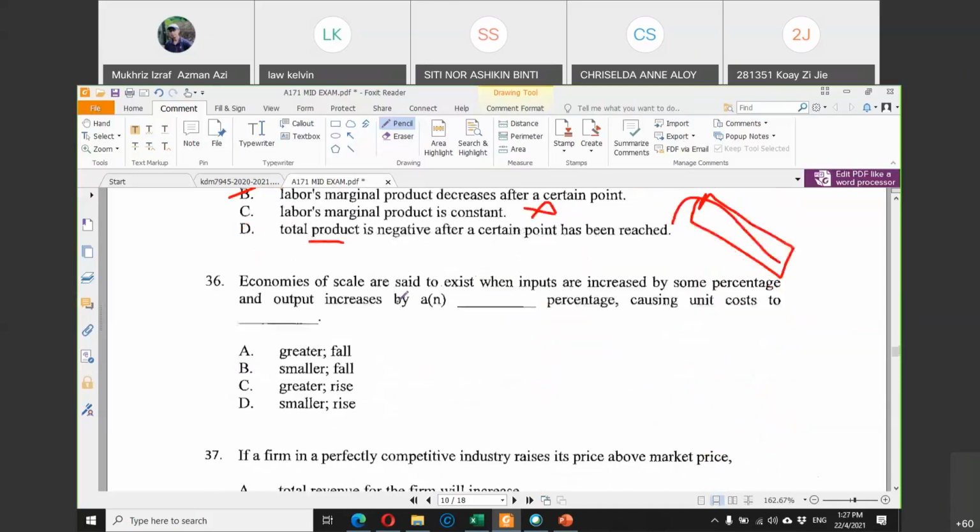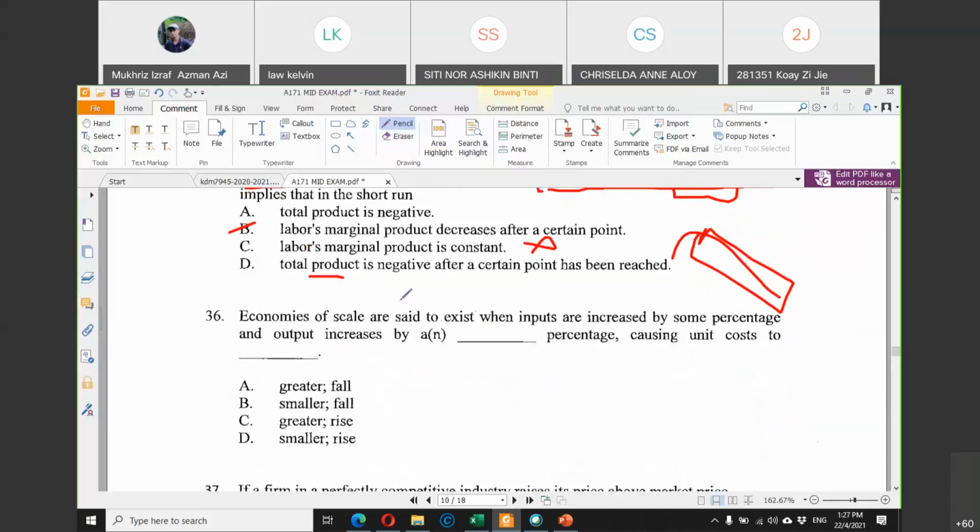Okay, so the last question, question 36. This is the concept which I mentioned just now, economy of scale.